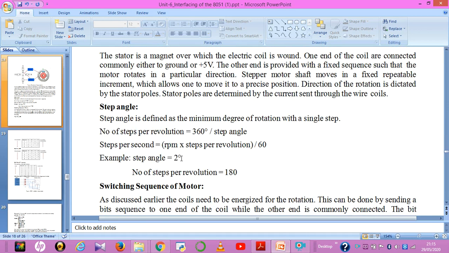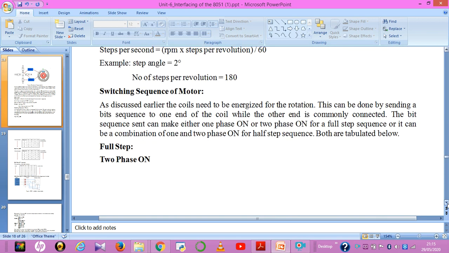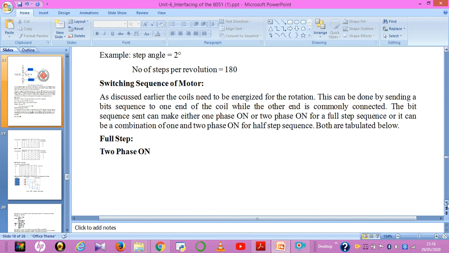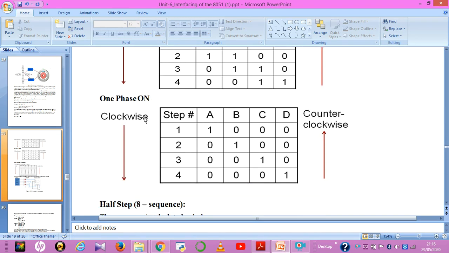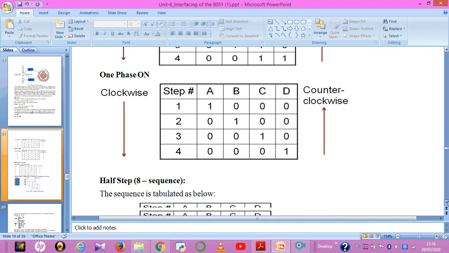If you want to rotate your stepper motor 2 degrees, how many steps do you have to rotate? 180 steps. After rotating 180 steps, it rotates by 2 degrees. You have two types: full step, with 2 phases on. For the clockwise direction, 4 steps, which are windings, should be on. Next, the counterclockwise direction. So 4 sequences for full step. If it is half step, 8 sequences.